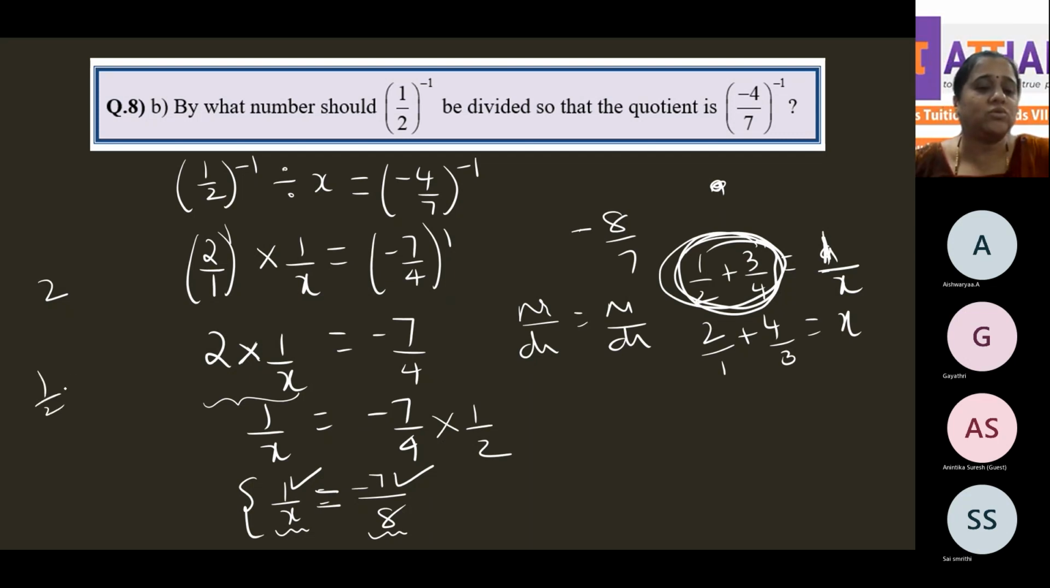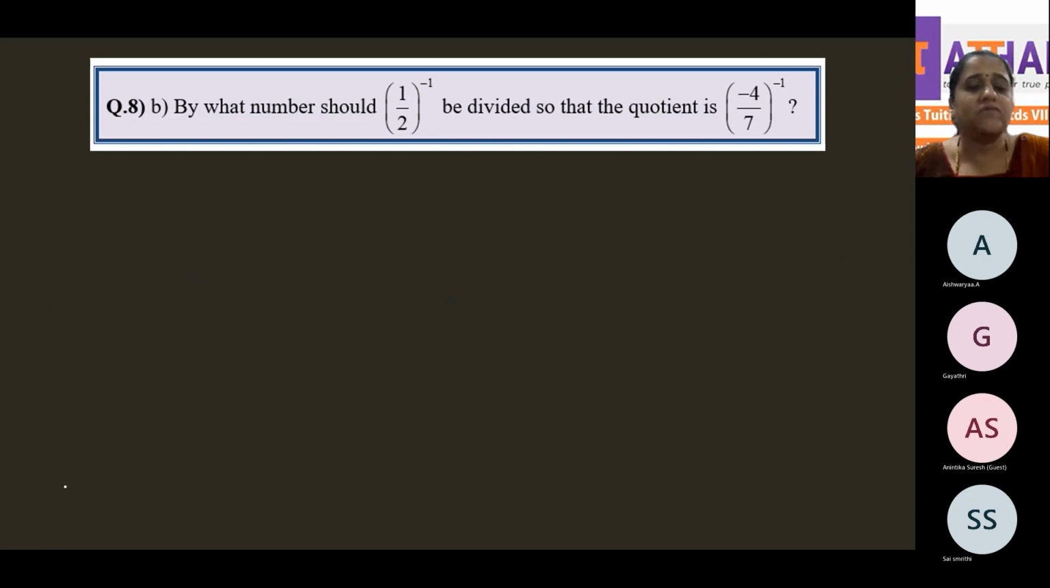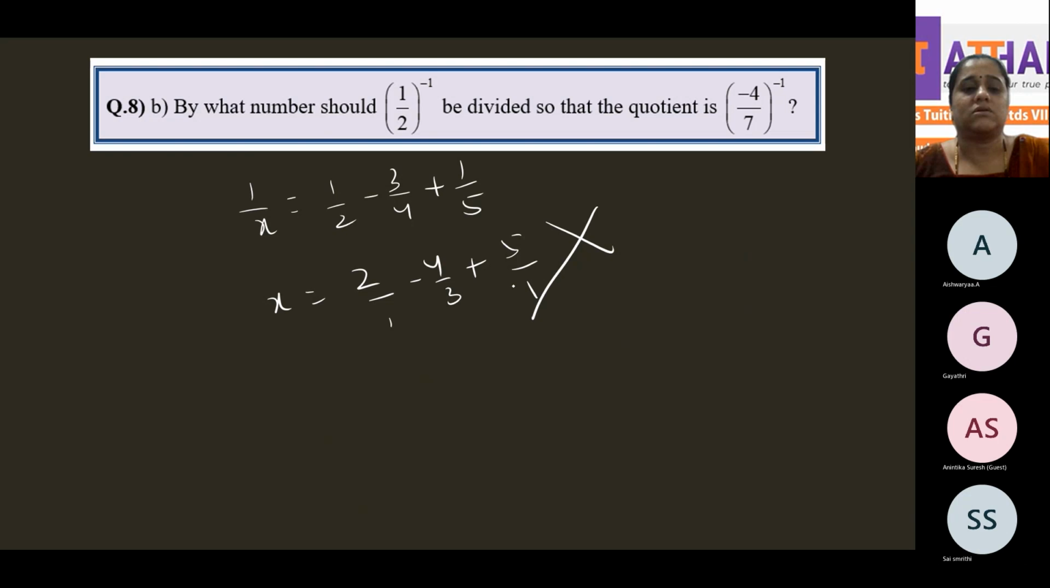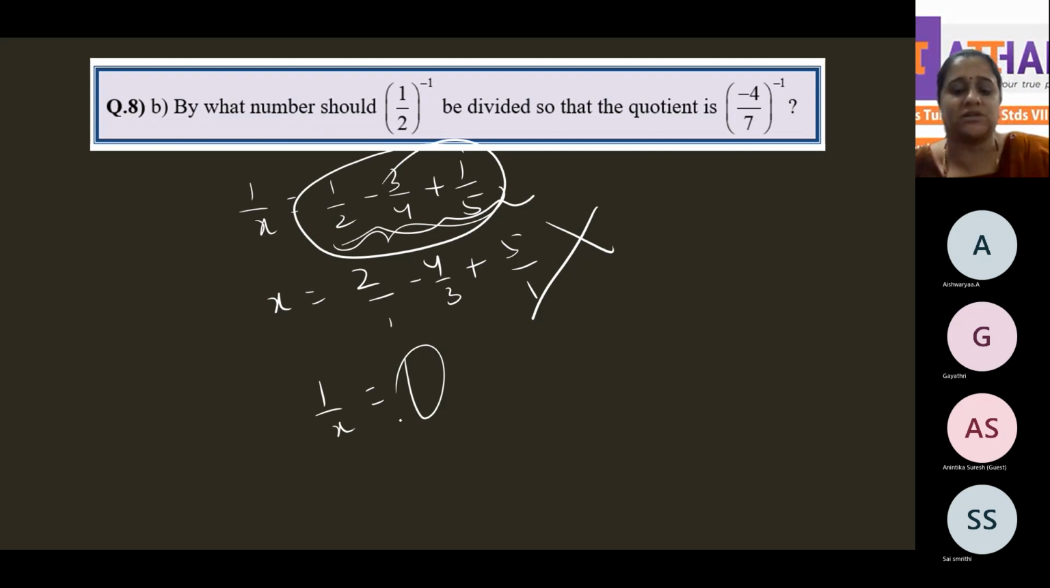If you have something like 1 by x is equal to 1 by 2 minus 3 by 4 plus 1 by 5, you cannot say x is equal to 2 by 1 minus 4 by 3 plus 5 by 1. This is wrong. You have so many fractions here. You cannot take the reciprocals. So you must simplify this by taking the LCM and get one fraction. Now take reciprocals on both the sides. Supposing you get something like 11 by 20 here, so x is equal to 20 by 11, like this.